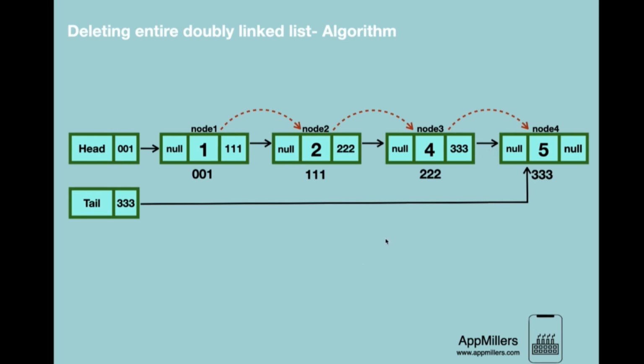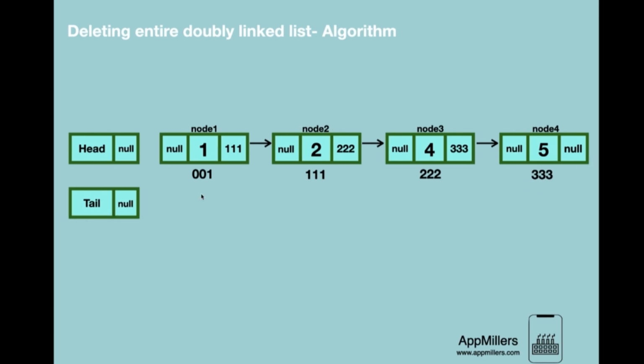So after completing this step, now we can set our head to null. By setting our head to null, we are deleting the link between head and node 1. Now the last step is we need to set the tail reference to null. If we set the tail reference to null, the link between tail and the last node gets deleted.